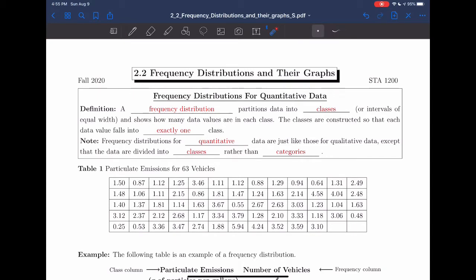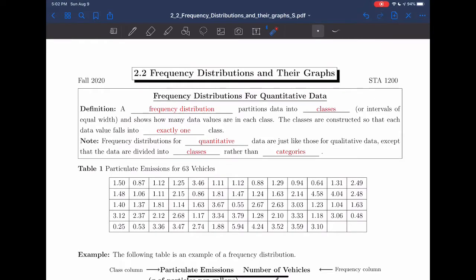So if you recall, in the previous section, we divided the frequency distribution by categories, but since we're dealing with quantitative data, we're dealing with numbers, so we actually partition them into classes. And a little note that these classes are constructed so that each data value falls within exactly one class. So here's a little note saying that frequency distribution for quantitative data are just like those for qualitative data, except for categories, we have classes.